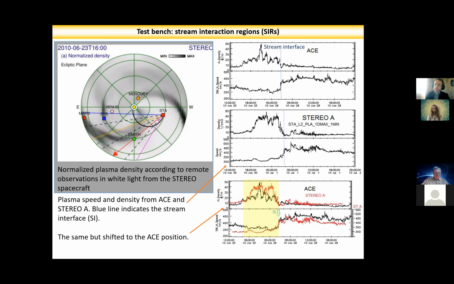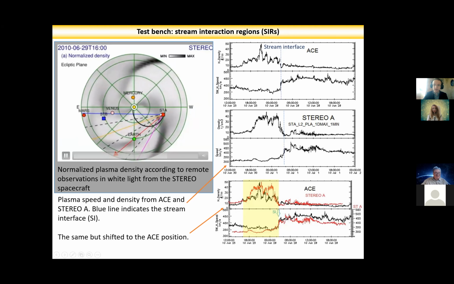As you can see on the slide, the picture in the top left corner is actually a video which I'm going to launch right now. This is an SIR. You can see that it's a bit of a curve going from the Sun to Earth to Mars currently, and we can see that it goes all the way to STEREO A without breaking up, so we can get consistent data for the plasma.